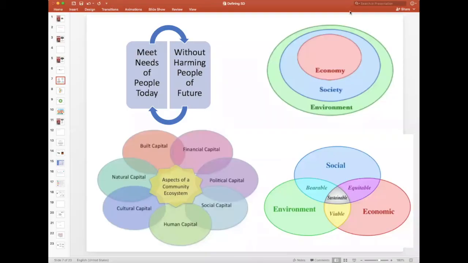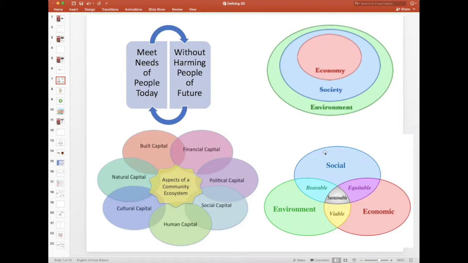Okay, here are some of the basics. I don't find any of them particularly powerful, but they're intuitive. In the upper left corner, there's the classic Brundtland definition, where we meet the needs of the people today, the intra-generational equity, with allowing people of the future to also meet their needs. It's a great definition, but it's so general, it's hard to operationalize.